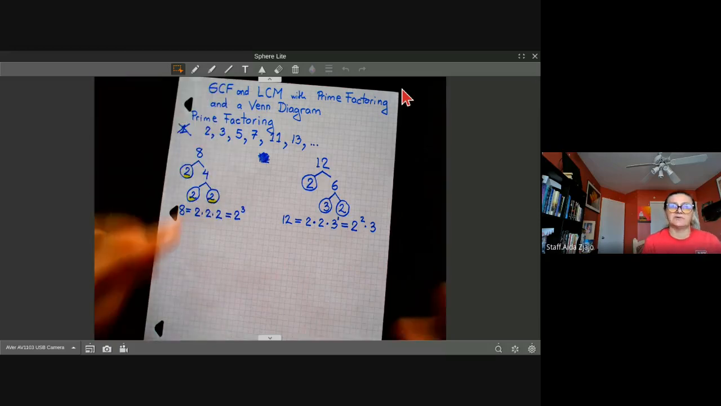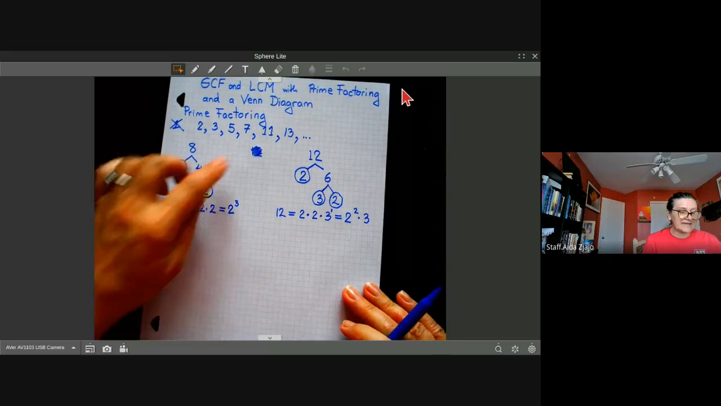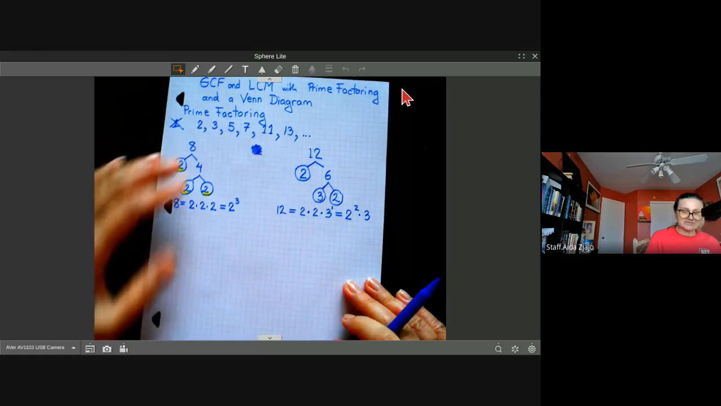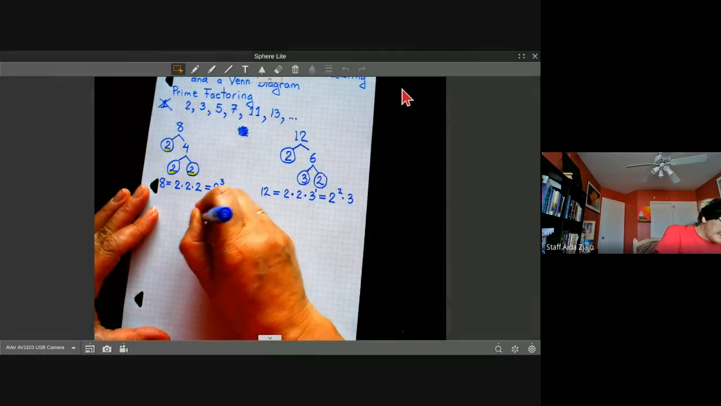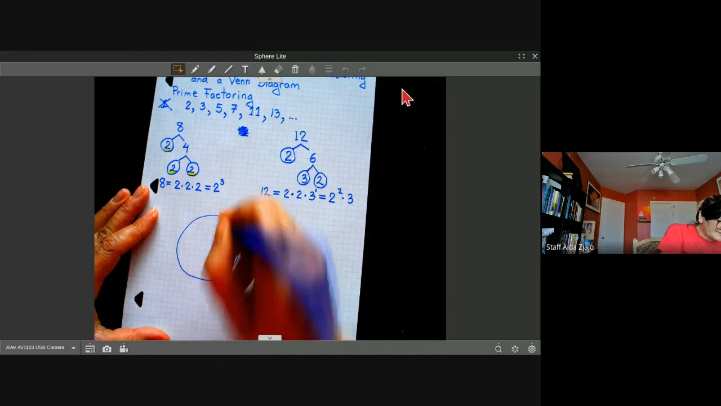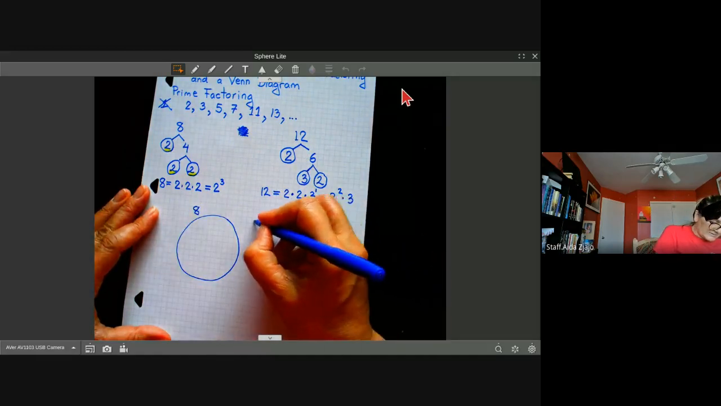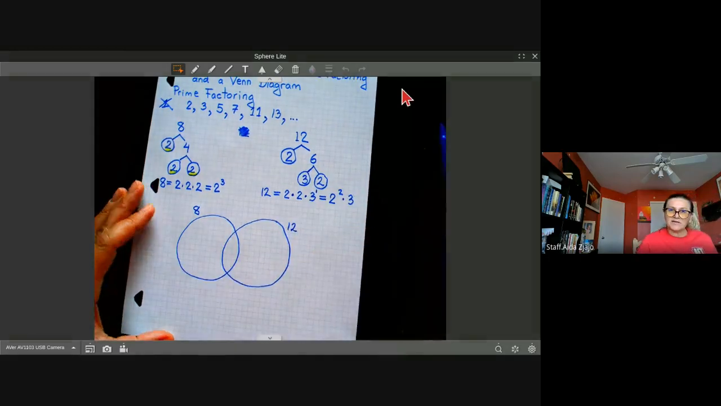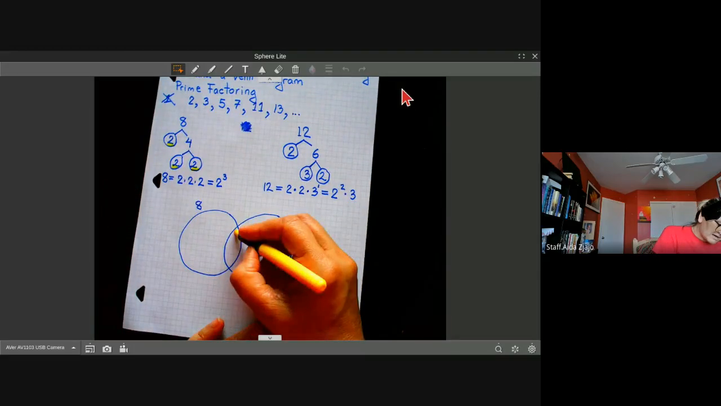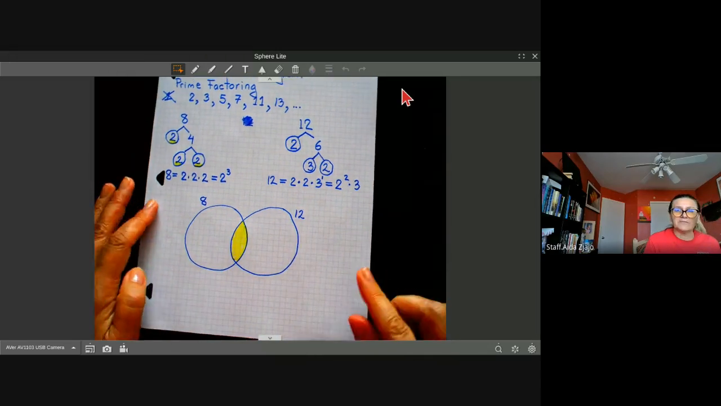Okay, so now you have those prime numbers, and then they said how they can connect with the greatest common factor and least common multiple. They can do that by using a Venn diagram. A Venn diagram is just 2 circles that intersect each other. So I have this circle to represent my 8, and this circle will represent my 12. If I have an intersection of 2 circles, the inside of that is where goes the number that is common for both.